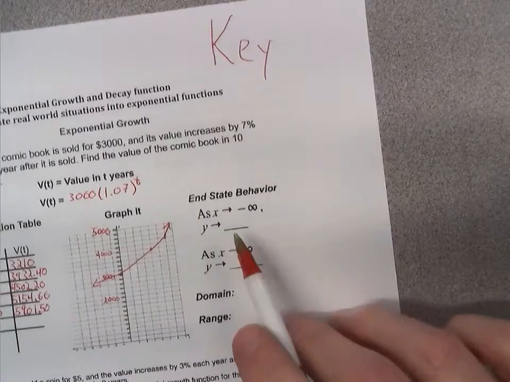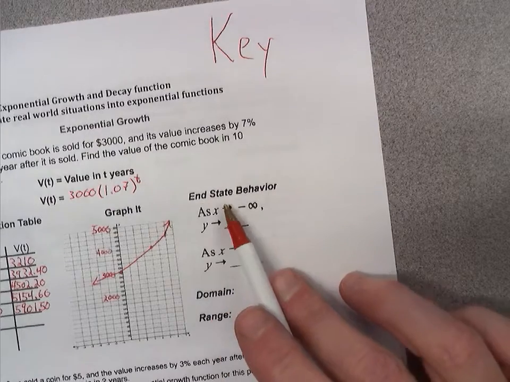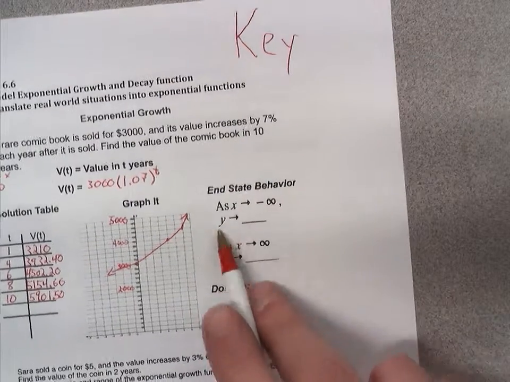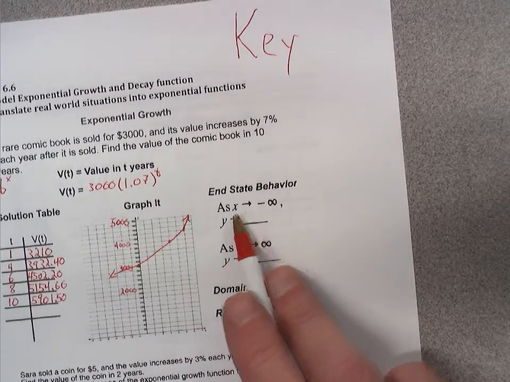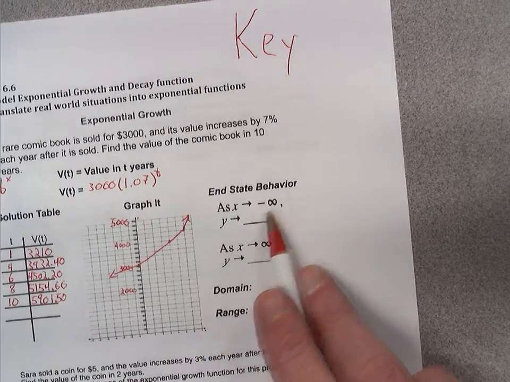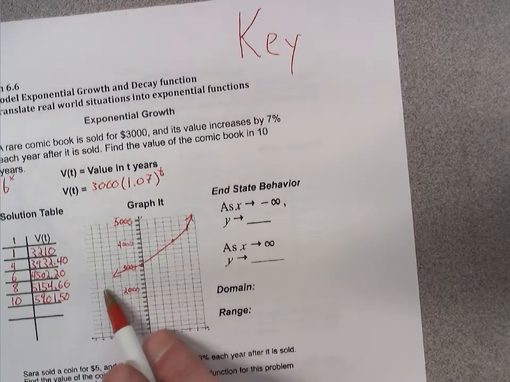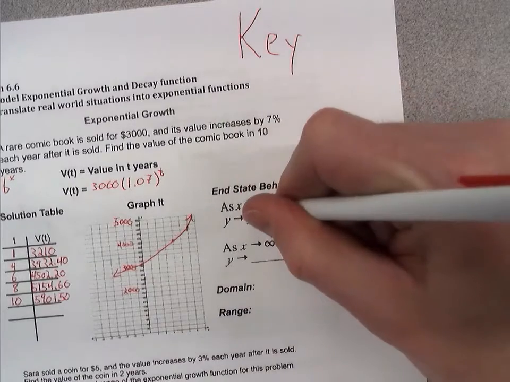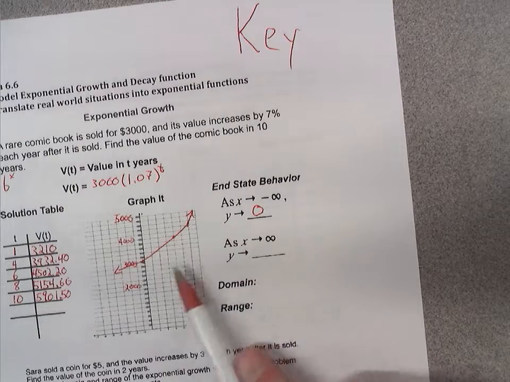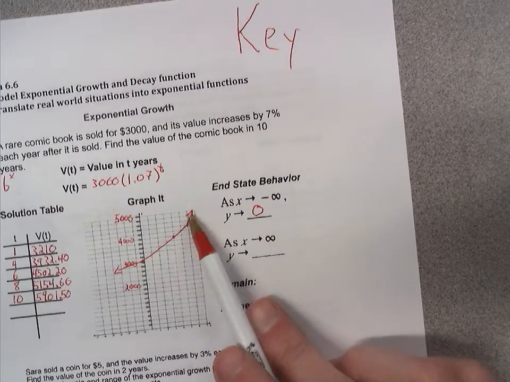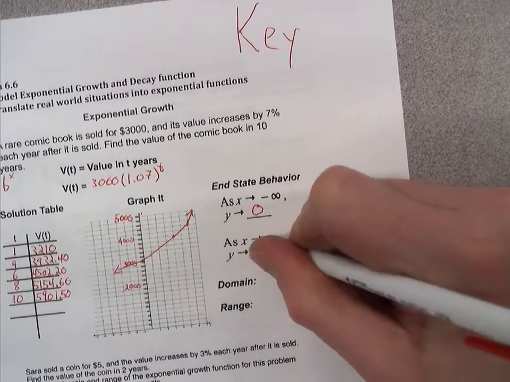So now we want to state the end behavior. So what is that behavior that it's doing? So we look here, as x approaches, again, that's what our arrow stands for, approaching. As x approaches negative infinity, so as x is going in the negative direction, what is y doing? Well, y is headed towards 0. Okay? As x approaches positive infinity, y is also approaching infinity.